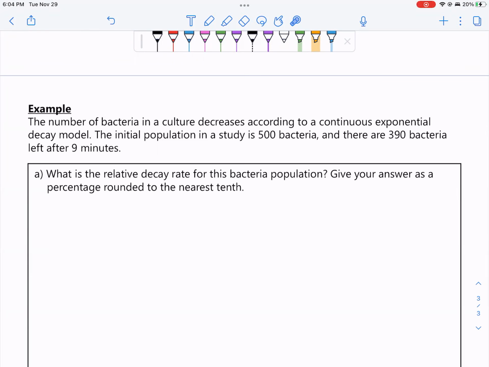All right. The number of bacteria in a culture decreases according to a continuous exponential decay model. What does that mean? It means our r value is going to be negative, because it's decay.